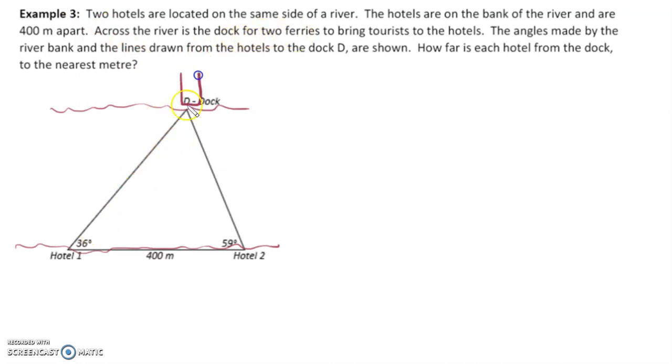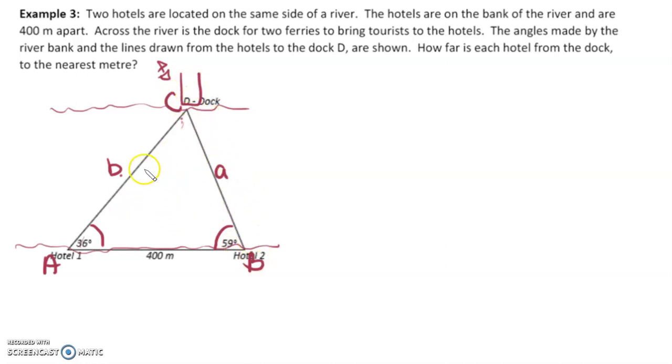So here's a dock, and the ferry, which is a boat, goes in and out of the dock taking tourists to the hotels. The angles made by the riverbank and the lines drawn from the hotels to the dock are shown. So we have 36, 59, and then we have this side length. How far is each hotel from the dock to the nearest meter? So let's call this A, B, and C. We want to solve for B, which is going to be how far Hotel 1 is away from the dock. And we want to solve for A, which is how far Hotel 2 is from the dock.